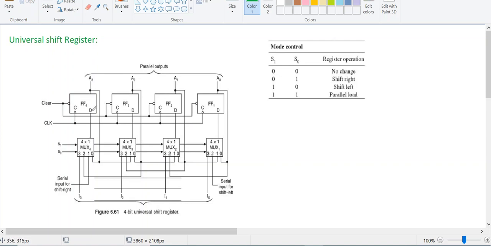Like this, we connect each and every multiplexer to get the output, and each multiplexer output is connected to the D input of a flip-flop. We have 4-to-1 multiplexers, which means we need two selection lines. My two selection lines are S1 and S0.